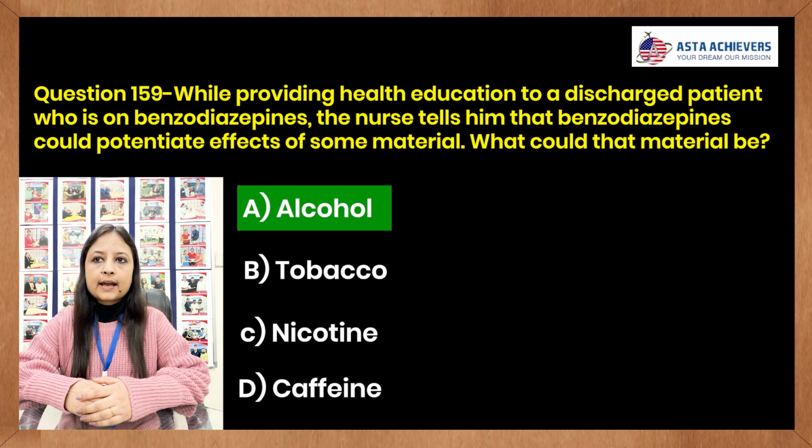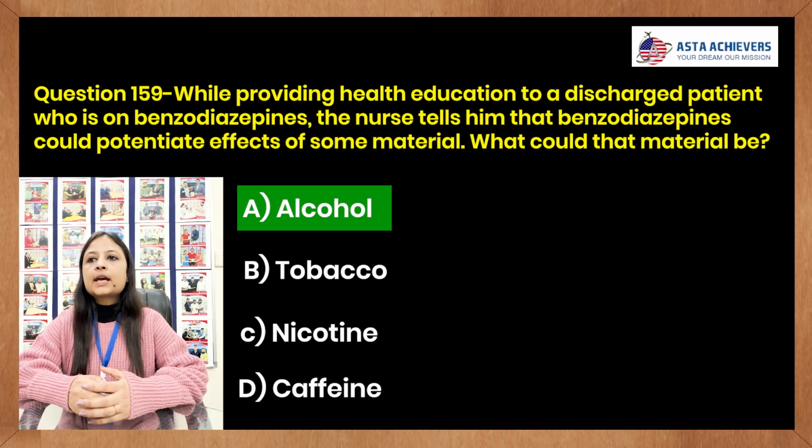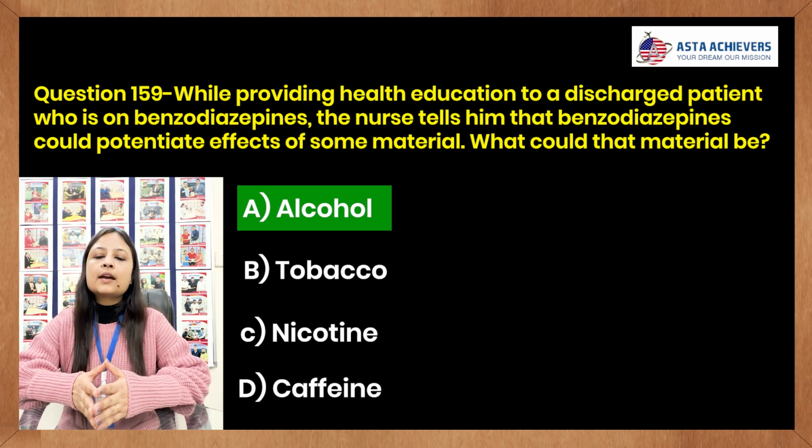Question number 159. While providing health education to the discharged patient who is on benzodiazepine, the nurse tells him that benzodiazepine could potentiate the effect of some material. So what could that material be? Option A, alcohol. Option B, tobacco. Option C, nicotine. And option D, caffeine. So option A, alcohol, is the correct answer.